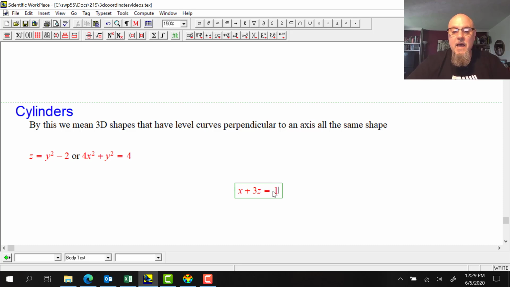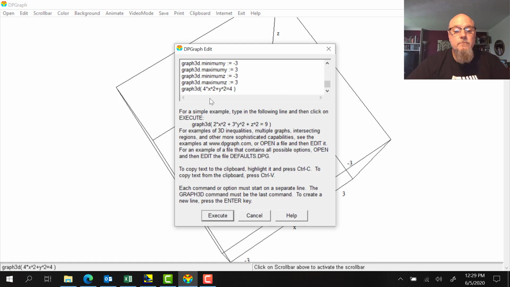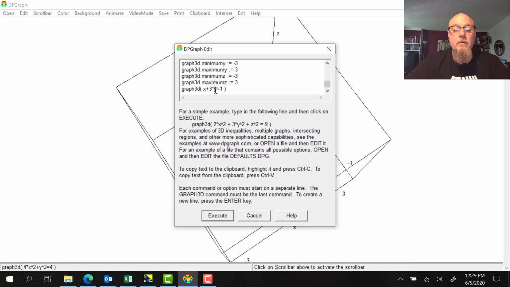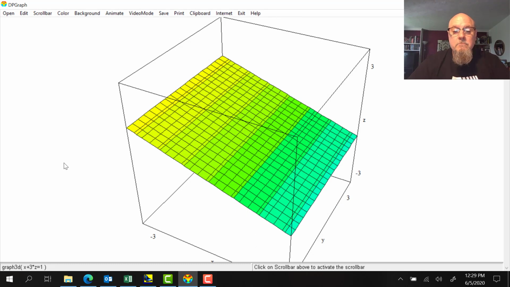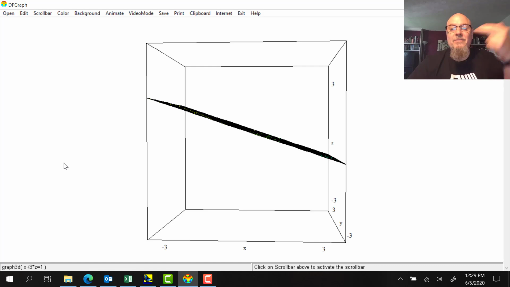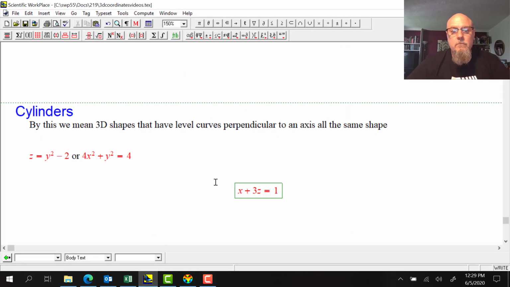All the slices will be lines. So x plus 3z equals 1. Let's do that one. That's a plane. It's also a cylinder if I think about it like this, because the slice is the same. It's a line. Cylinders.